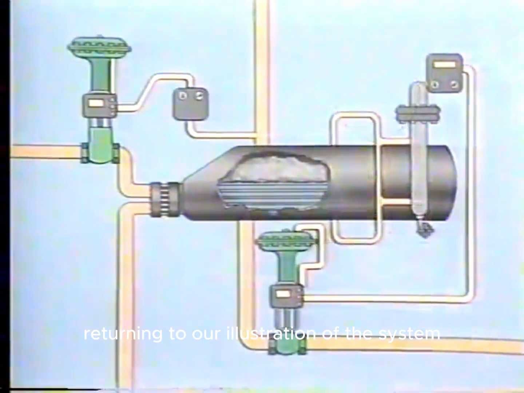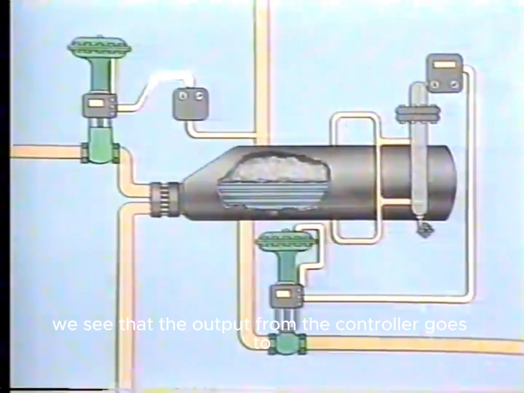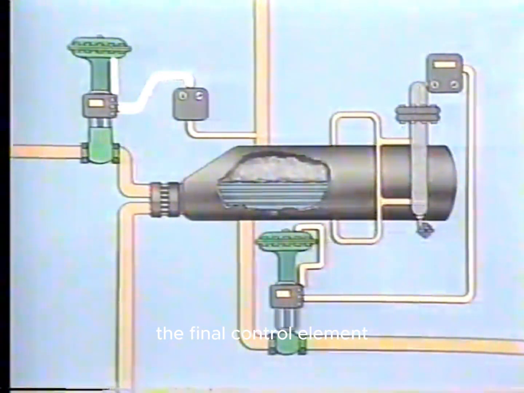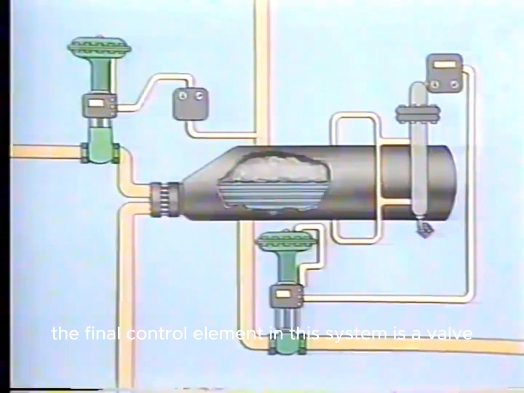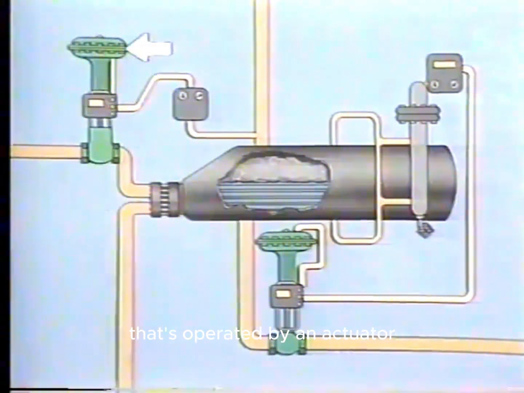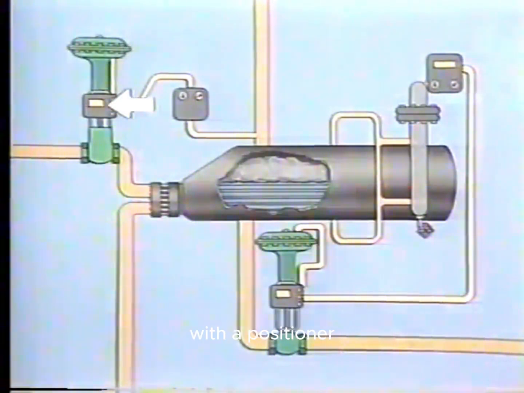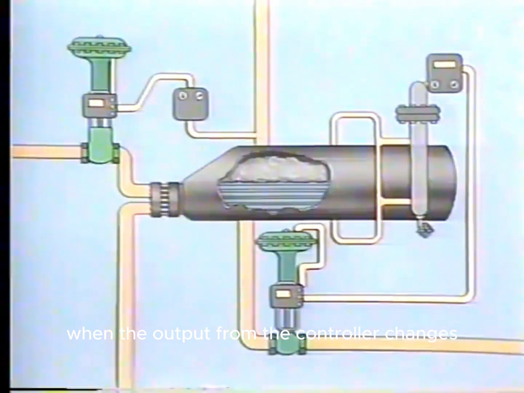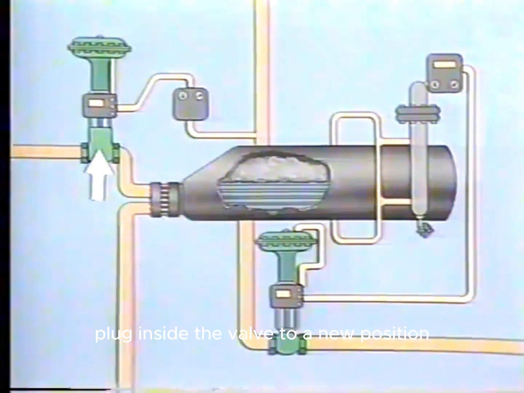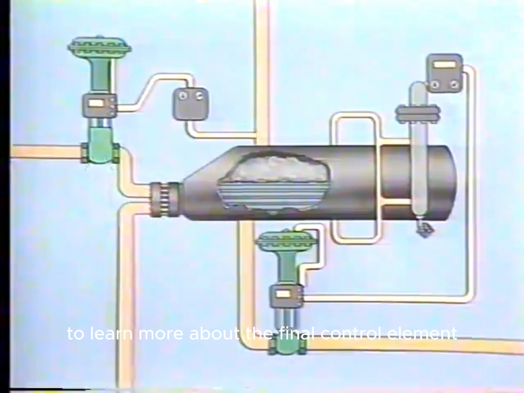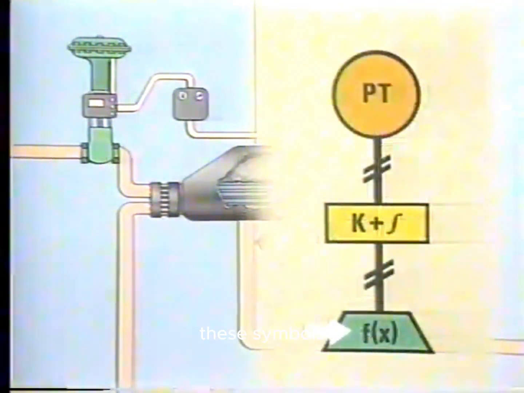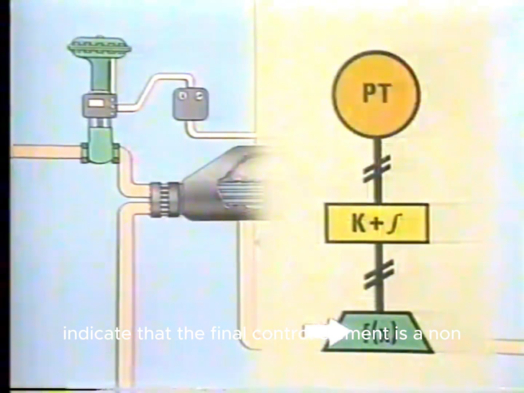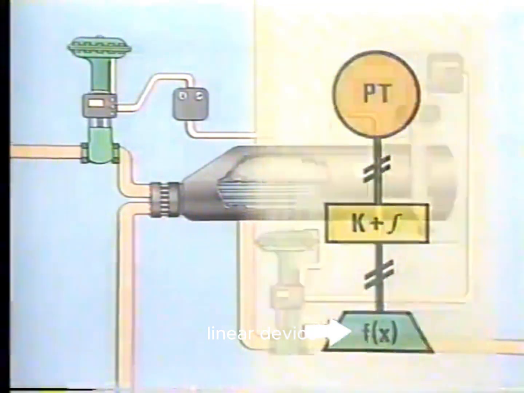Returning to our illustration of the system, we see that the output from the controller goes to the final control element. The final control element in this system is a valve that's operated by an actuator with a positioner. When the output from the controller changes, the actuator moves a valve plug inside the valve to a new position. To learn more about the final control element, let's look at the logic diagram again. These symbols indicate that the final control element is a non-linear device.